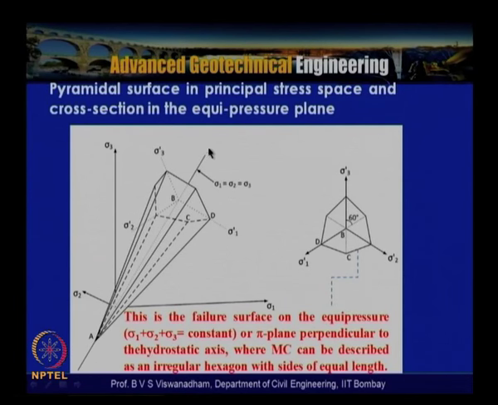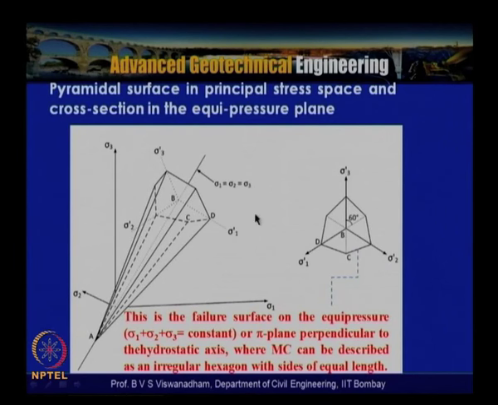This is the hydrostatic axis, where sigma 1 is equal to sigma 2 is equal to sigma 3, and this is the failure surface on the equipressure plane, sigma 1 plus sigma 2 plus sigma 3 is equal to constant, or the pi plane. This is also called the pi plane, perpendicular to the hydrostatic axis.